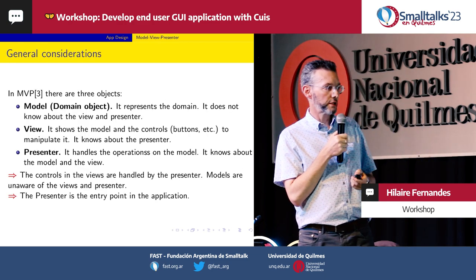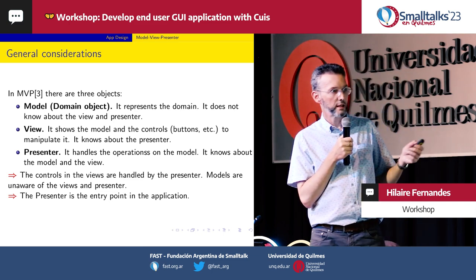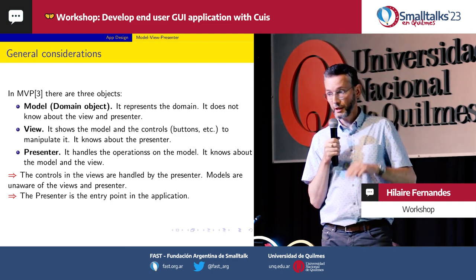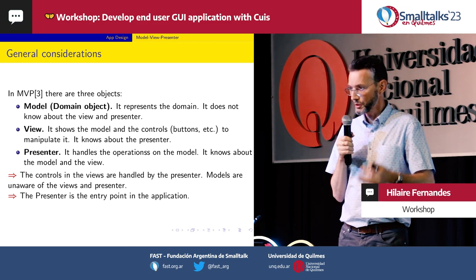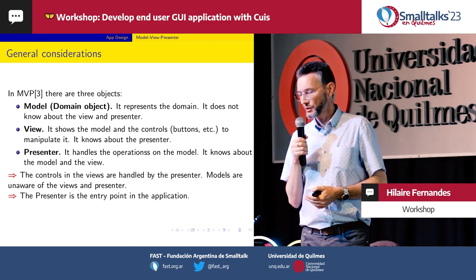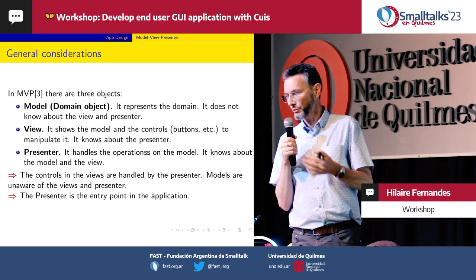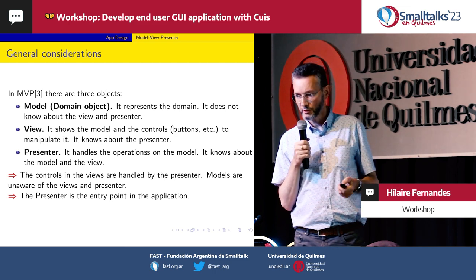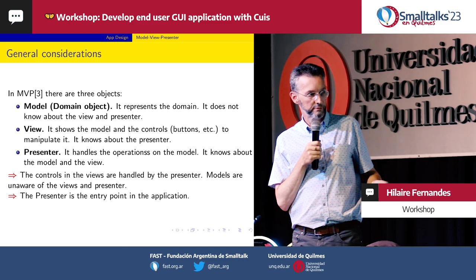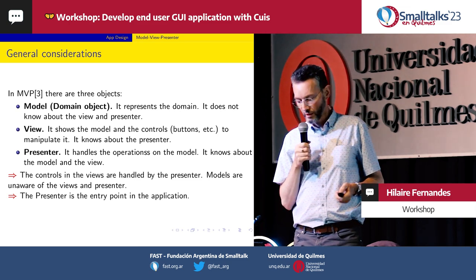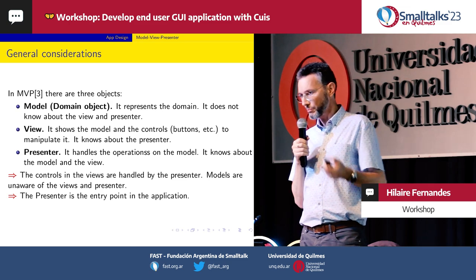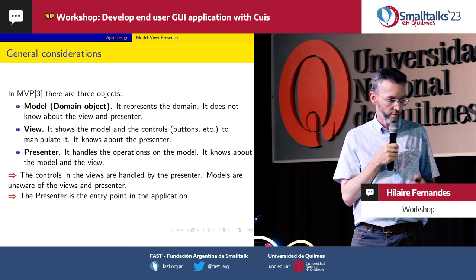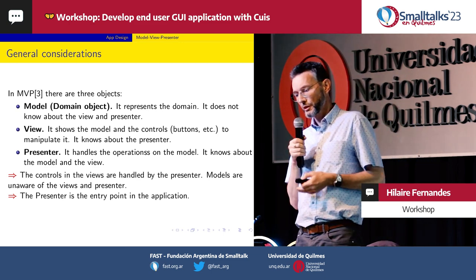So in the MVP, this is what I just said before. We have the model. It doesn't know about the view or the presenter. The view displays the model, but it also has the controls, so the buttons or the interaction. But in the MVP, the actions are sent to the presenter. The view does not take care of clicking on the button. This is given to the presenter. The presenter is the entry point in the application.